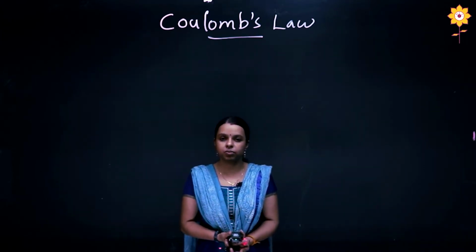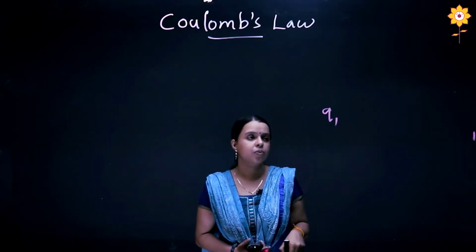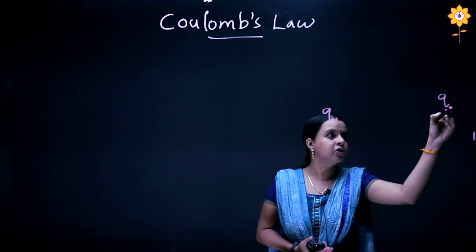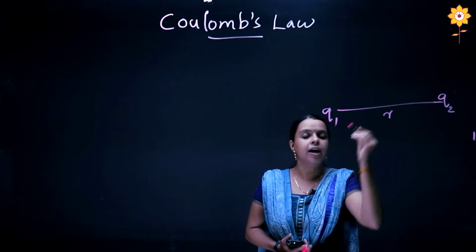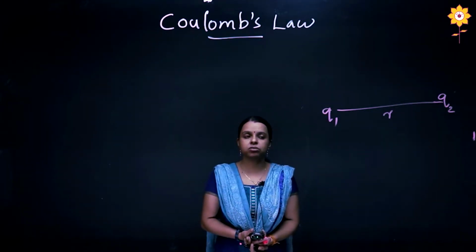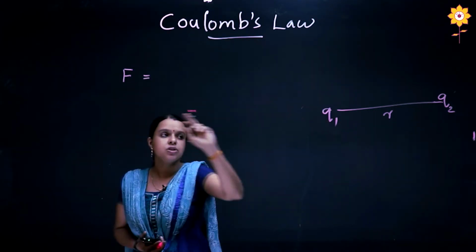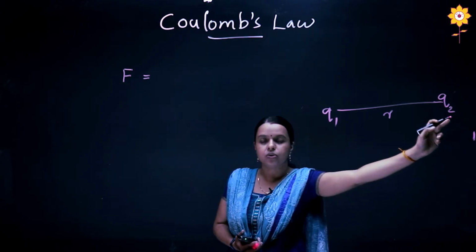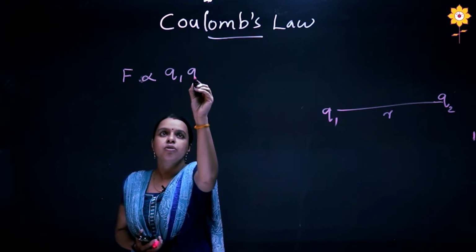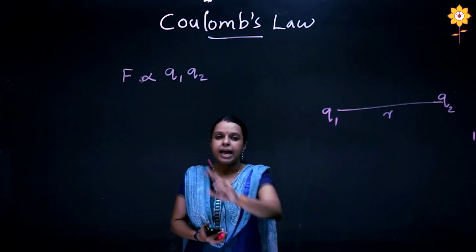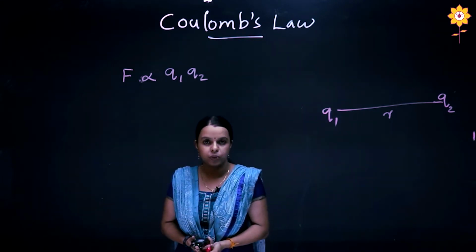According to Coulomb's law, suppose we have one charge Q1 and another charge Q2. If they are separated by a distance r, then the magnitude of force between these two charges Q1 and Q2 is directly proportional to the product of their charges. That is, F is directly proportional to Q1 into Q2.